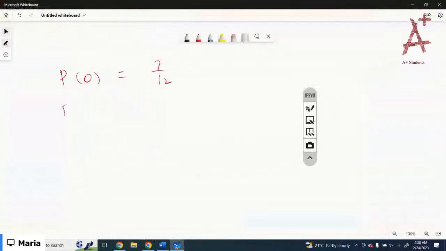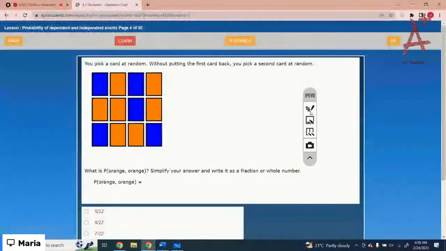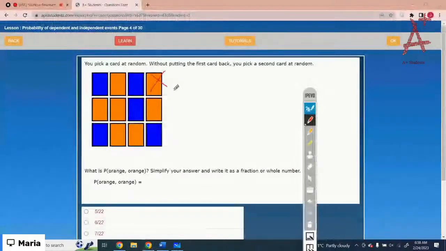Got it? But for the second time, you already selected one orange. So now it is 6 over 11. You already selected one of the oranges. Let's suppose this one is what you selected the first time. Now you are left with 11 cards. And out of the 11, 1, 2, 3, 4, 5, 6 are orange. So the probability for the second time is 6 over 11.